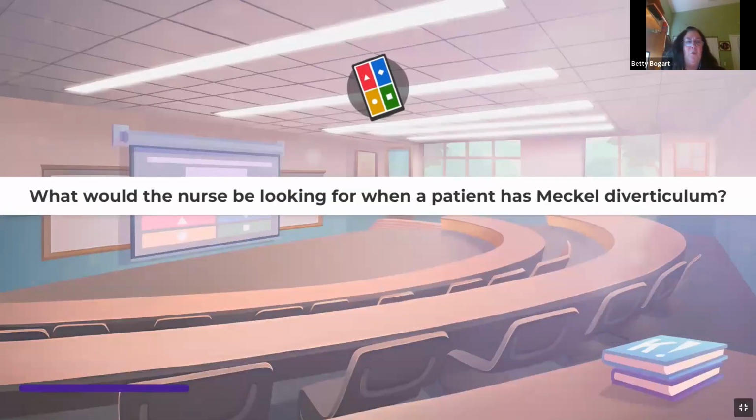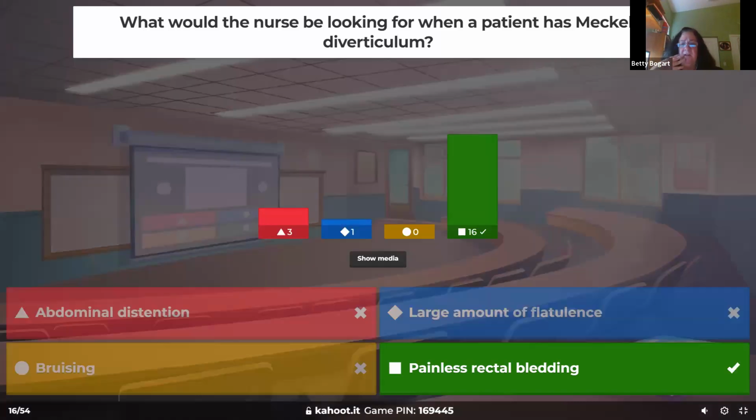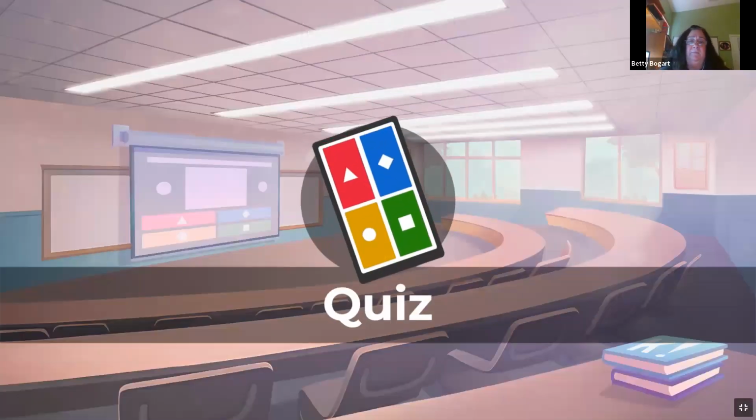Non-discriminatory, right? What would the nurse be looking for when a patient has Meckel diverticulum? Remember this little outpatching, little tab in the small intestines. And surgery is done to correct it. There might be a little bit of abdominal tenderness, but usually it's absolutely painless. You don't see a distension, maybe slight tenderness, and it's basically painless rectal bleeding.